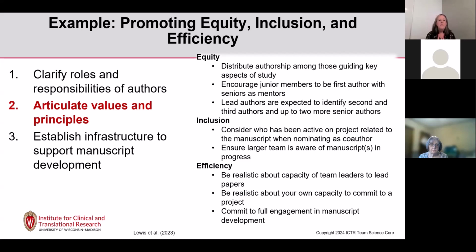And then the final is to establish the infrastructure to support manuscript development. And I'm not going to say much about that other than it's important to create that infrastructure, to manage those projects in a way so that things move forward smoothly and swiftly.